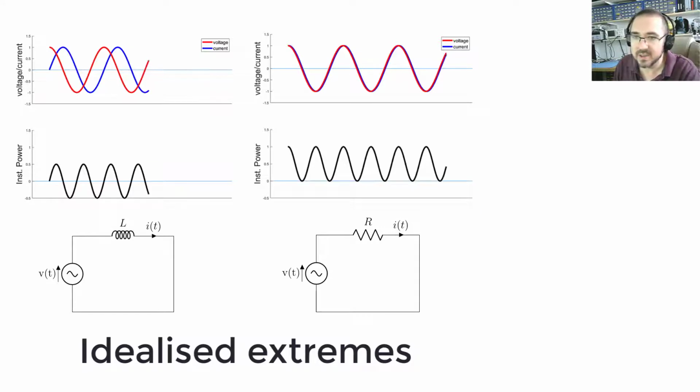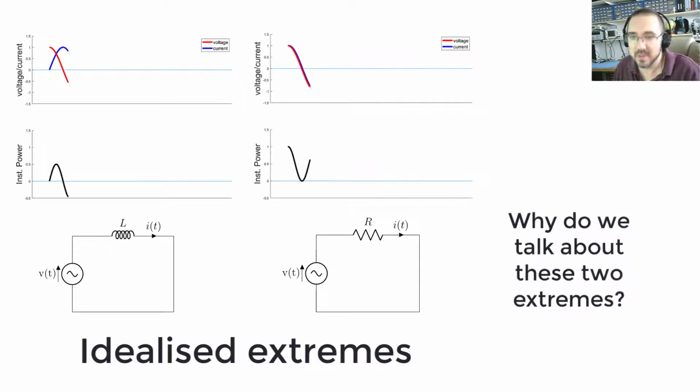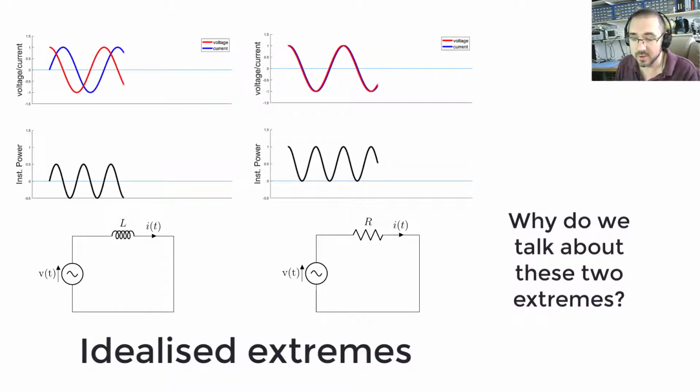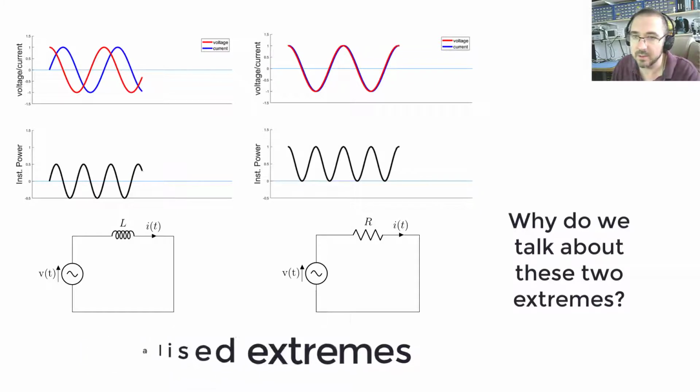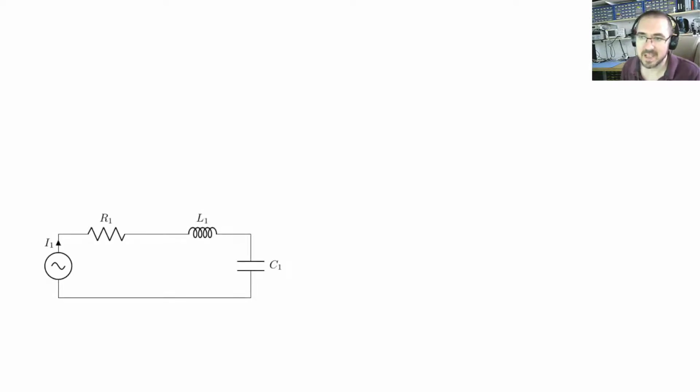And you might be asking the question now, why do we bother talking about these two extremes? Well, these two extremes actually have a very fundamental relationship to the true meaning of complex power. Now, of course, a real system will be made up of some inductance, some resistance, some capacitance. It depends on whether it's an overhead line, a transformer, underground cable. But the one thing they have in common is they're made up of a mix of the main lumped element components R, L, and C.